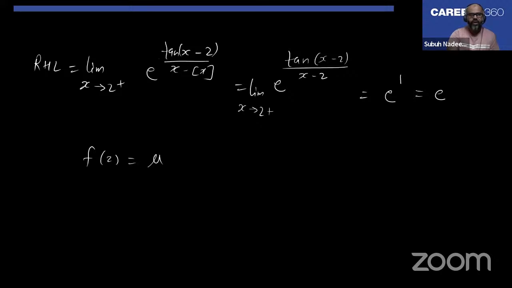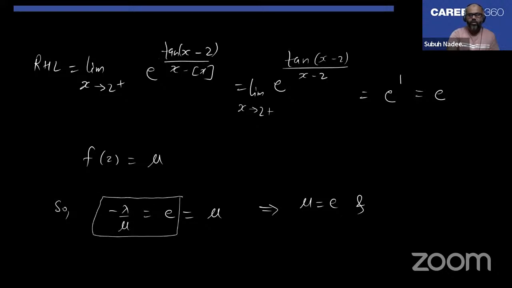So we will equate minus lambda by mu with e and this with mu. So we get mu as e. And then when we take this one, my lambda will become e into mu, so e square and minus e square. So mu equal to e and lambda equal to minus e square. Okay, mu equal to e is directly coming.